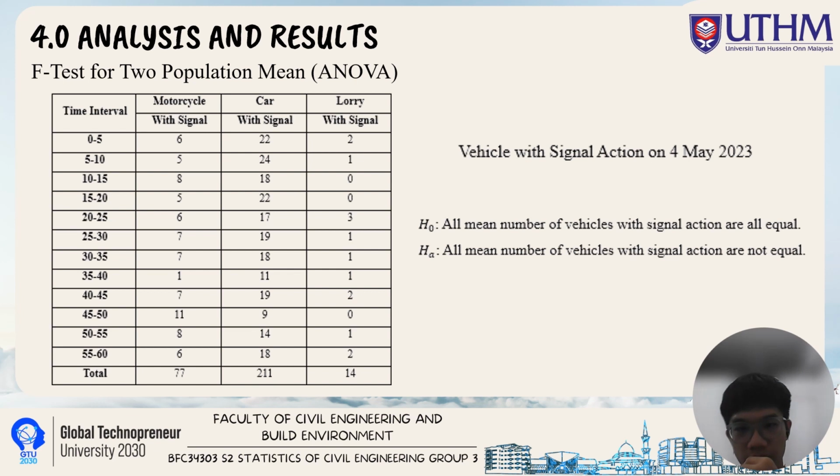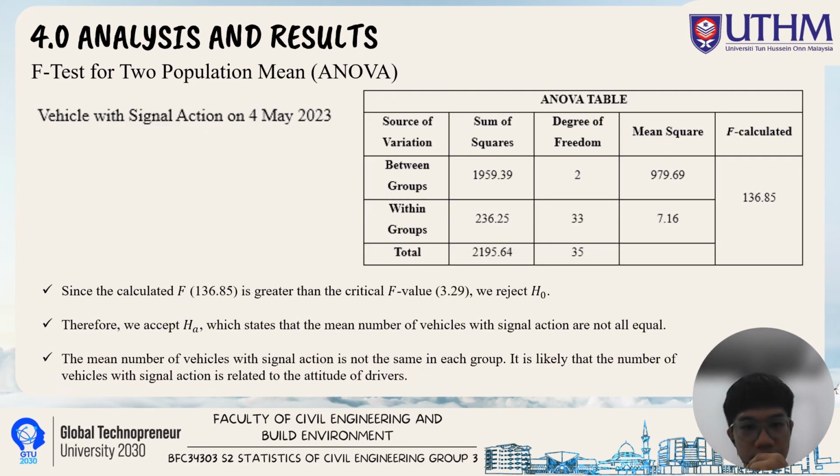So based on the result calculated, since the calculated F is greater than the critical F value, we reject H naught. Therefore we reject the null hypothesis, which states that the mean numbers of vehicles with signal action are all equal. The mean number of vehicles with signal action is not the same in each group. It is likely that the number of vehicles with signal action is related to the attitude of the driver.